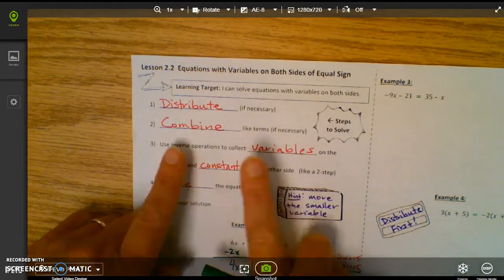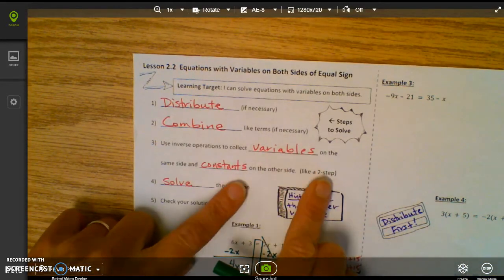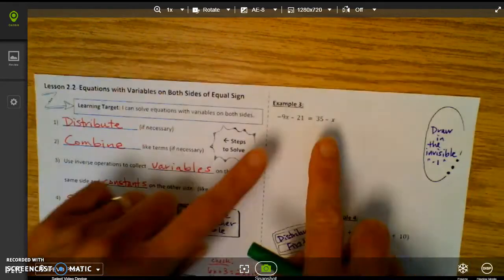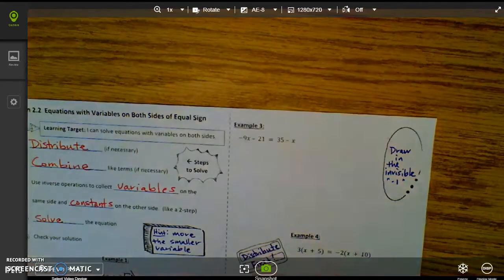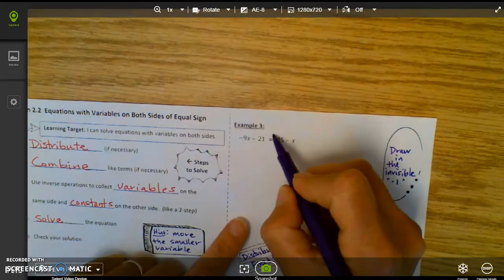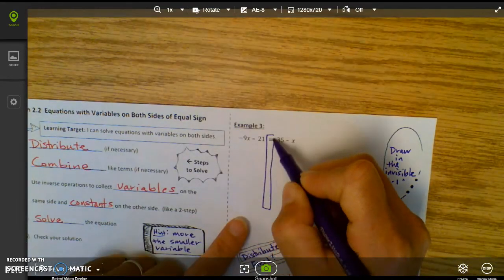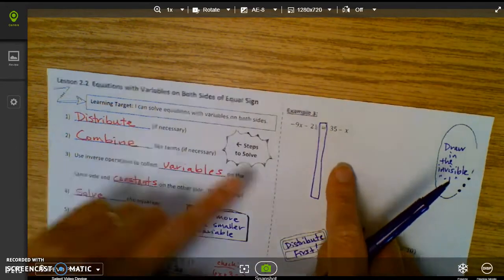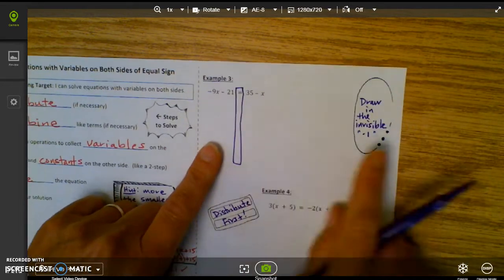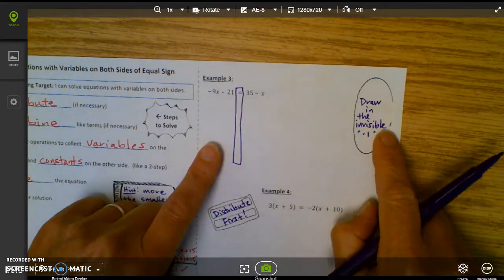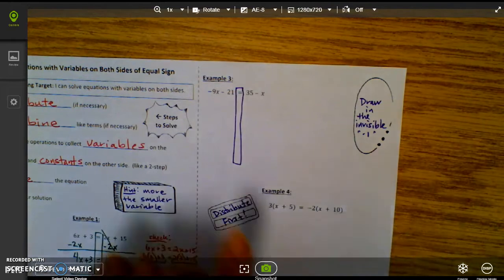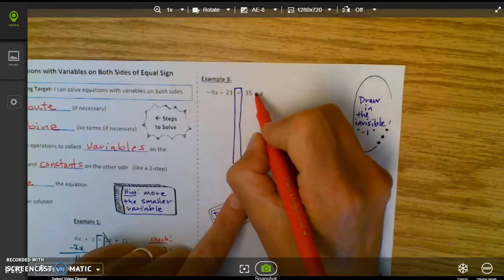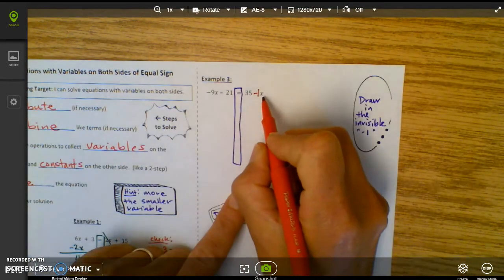And again, our new strategy is collecting variables on one side, constants on the other, because you will see with the types of equations you get from here on out that you will end up with variables on both sides, and you will get to some harder problems that do involve the distributing and the combining, but we're not quite there yet. With this example, I picked it because I want you to remember to draw in your invisible 1. In this case, it's a negative 1 that we have with our x.